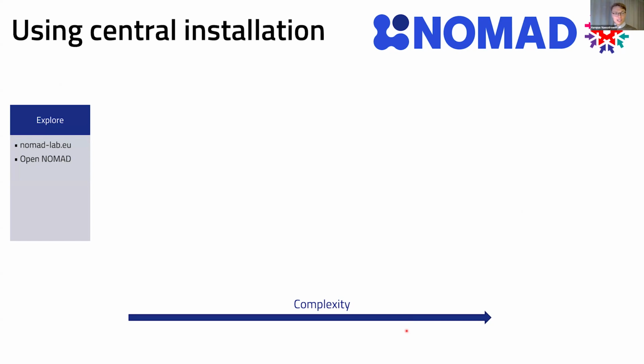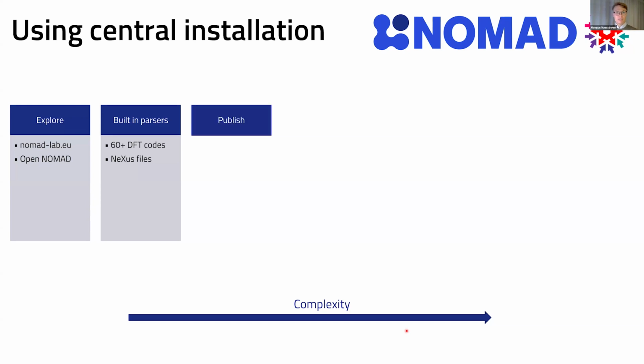The second thing you can do is that you can use the built-in parsers. So if you have some calculation in one of these 60+ DFT codes that we support, or if you have Nexus files from a measurement or something like this, then you can just drop your files in Nomad, right? It's a matter of just creating an account, which is very quick, and then you just drag and drop the file. So that's something that you can just start with today, very, very straightforward. And with that, you can also publish data, right? So once you have uploaded data, it's just a click away from actually publishing this data.